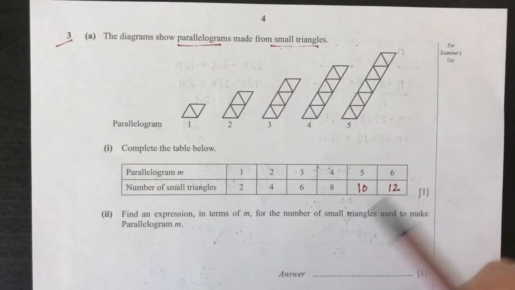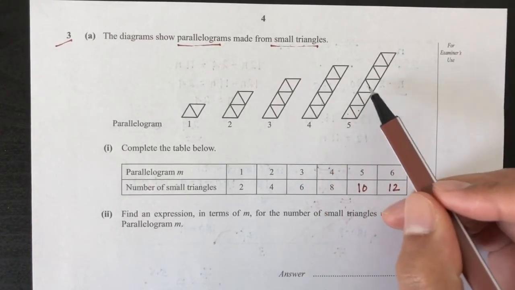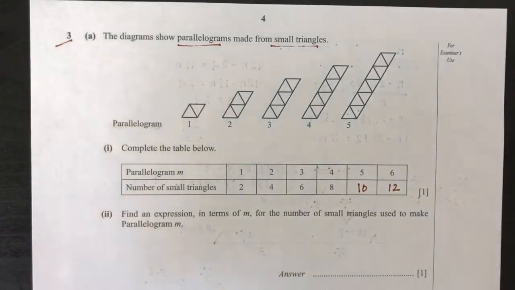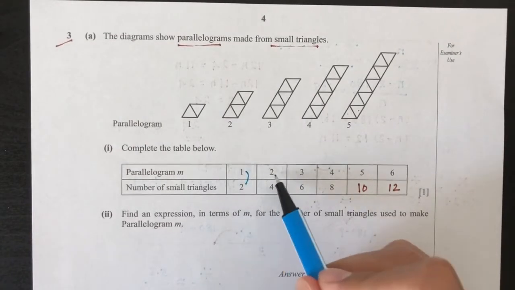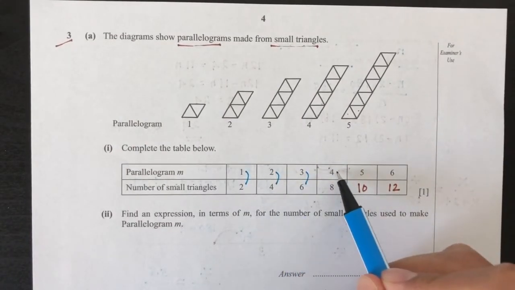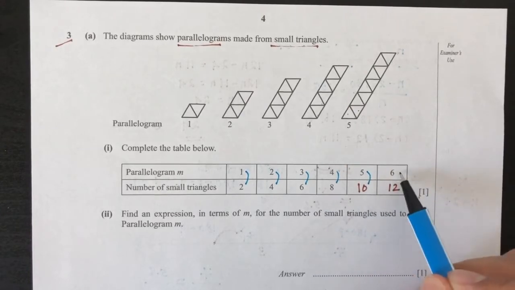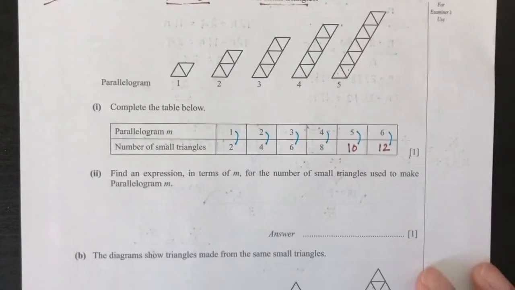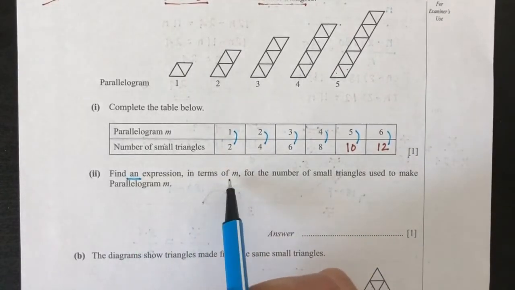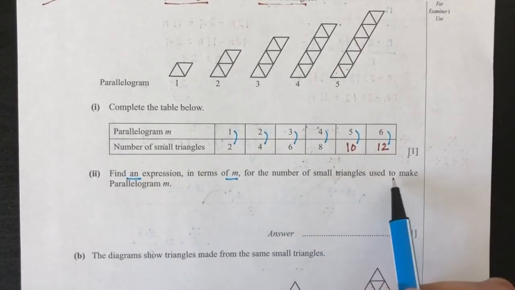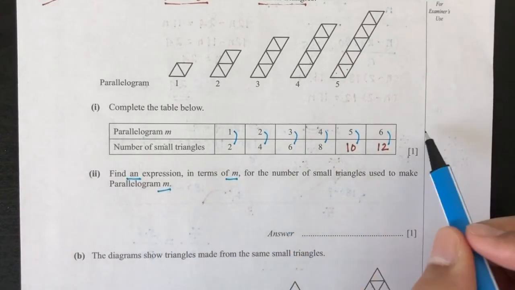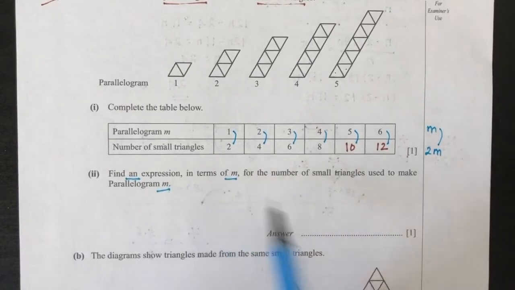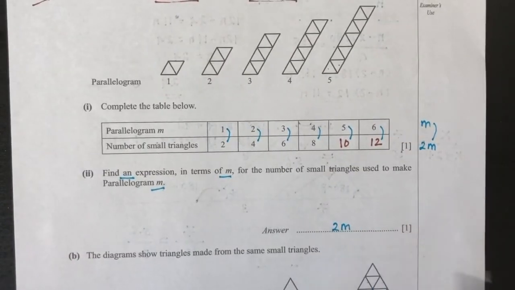If you can count as well, let's say 5, we have 1, 2, 3, 4, 5, 6, 7, 8, 10, so 10. So it is exact. So just to recap, we are just multiplying by 2: 4 times 2, 5 times 2, and 6 times 2 to find those two values. Now for part 2 is finding expressions in terms of n for the number of small triangles used to make m. Pretty easy. If you were to write m here, to obtain this times 2, that will be 2m. So this will be 2m as your answer.